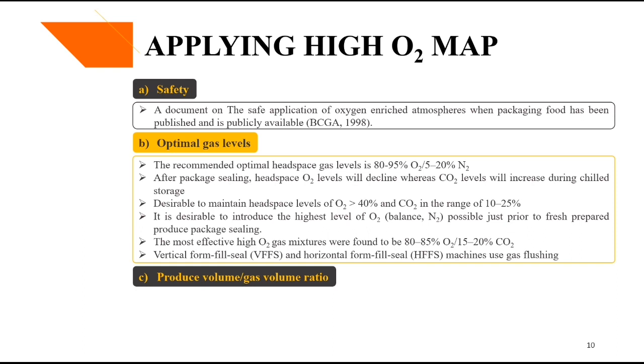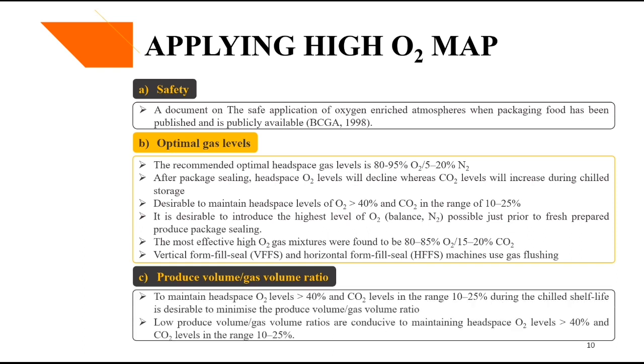For the produce volume and gas volume ratio, it is stated that in order to maintain the headspace, oxygen levels should be greater than 40% and carbon dioxide levels should be in the range of 10 to 25% during chilling.